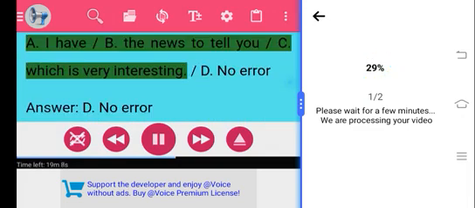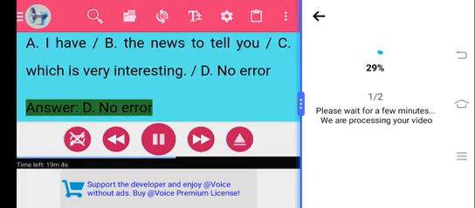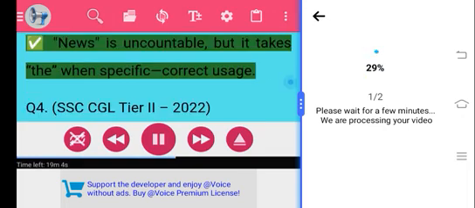Q3. SSC MTS 2019. I have B the news to tell you C which is very interesting. D no error. Answer: D no error. Checkmark. News is uncountable, but it takes the when specific, correct usage.